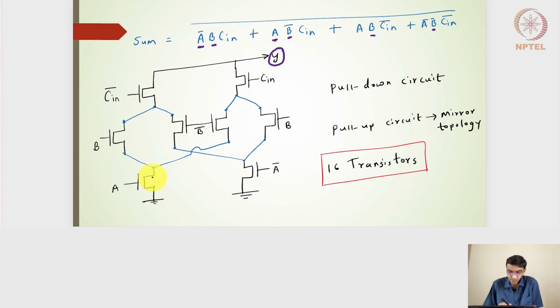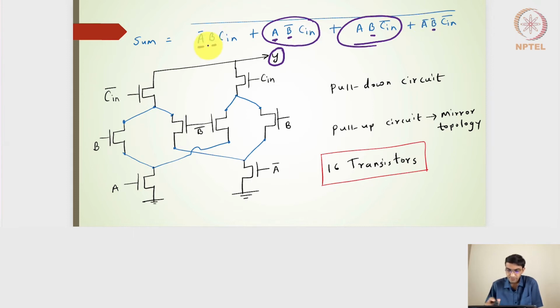So if I connect this A to that of B and then B to that of C_in bar, I'll get A B C_in bar expression. So A B C_in bar is done. And if I connect A with this B bar, and then this gets connected to C_in, I will get A B bar C_in. So this one we have arrived at the transistor level connection to get this particular expression.